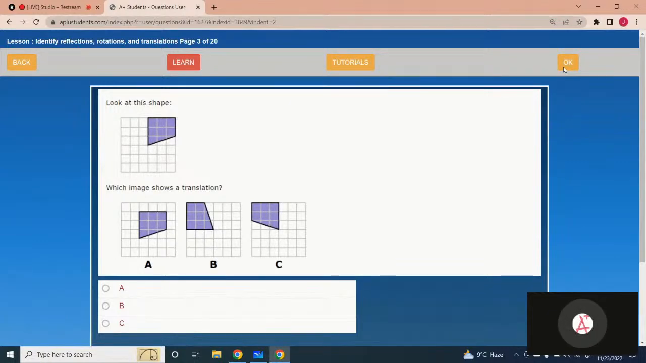Okay, look at this shape. Which image shows a translation? B is the... which option is the correct one? Which shows the translation?